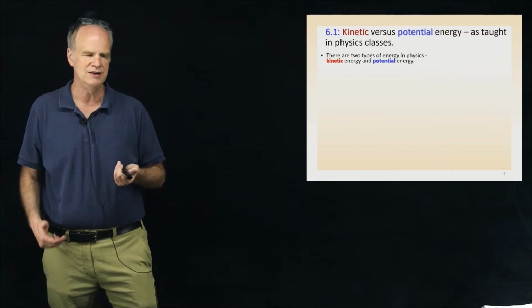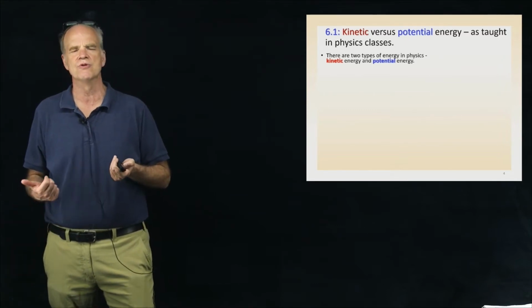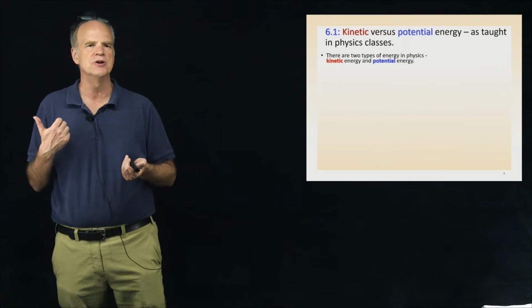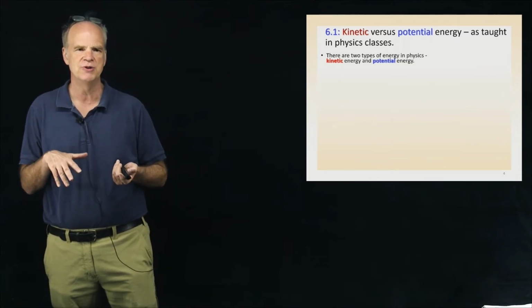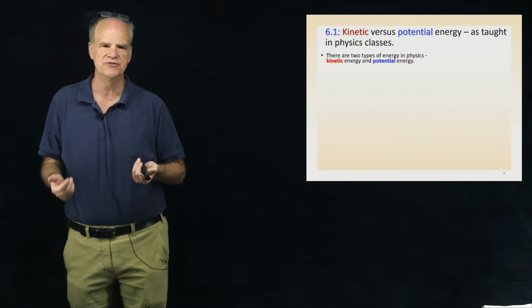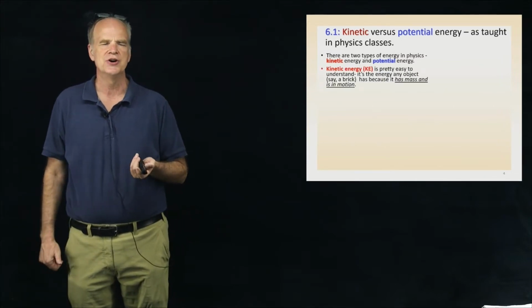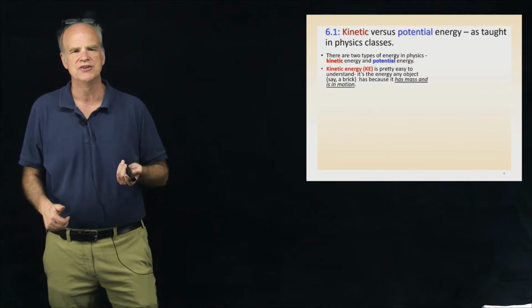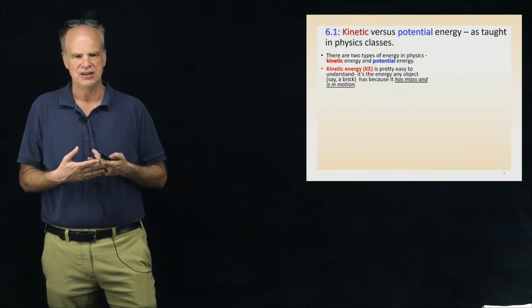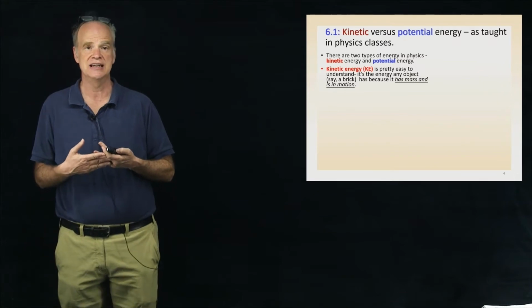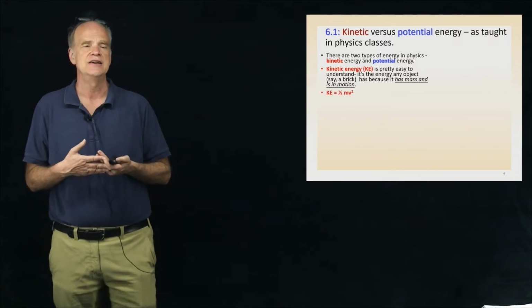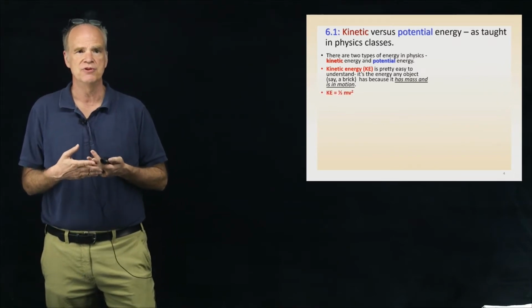And so one category of energy which is important is breaking it down in terms of kinetic energy versus potential energy. So I'm going to talk about these two things, but sort of in the context like if you were in a physics class. So kinetic energy is actually pretty easy to understand. Any object that has mass and has motion has kinetic energy. And the reason for that is kinetic energy can be evaluated pretty easily.